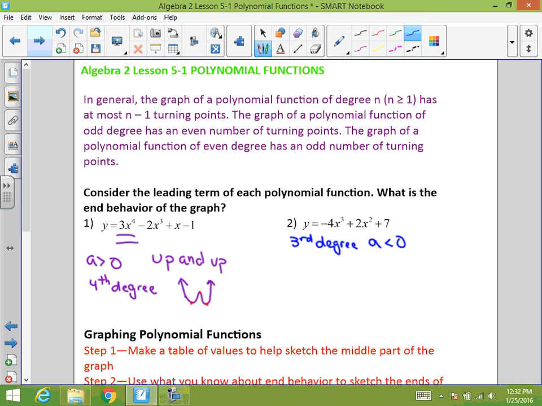A is less than 0. So it's an odd number of degrees. Degree is odd, so it has an even number of turning points. And A is less than 0, so it ends up and then down.